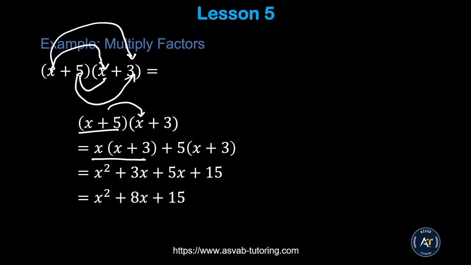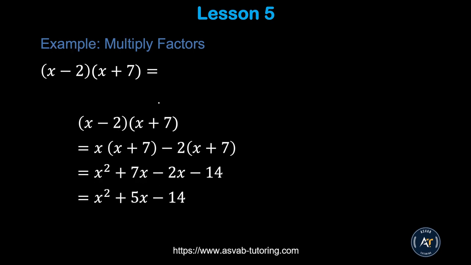Now you multiply x times x, which gives you x squared, 3 times x is 3x, plus x times 5 is 5x, and 5 times 3 is 15. Now you have to simplify. Simplify means you have to combine the like terms. So you have x squared, 3x and 5x, which is 8x, because they're like terms and they have the same sign in the front. So you add them together and keep the sign. So this is the answer.